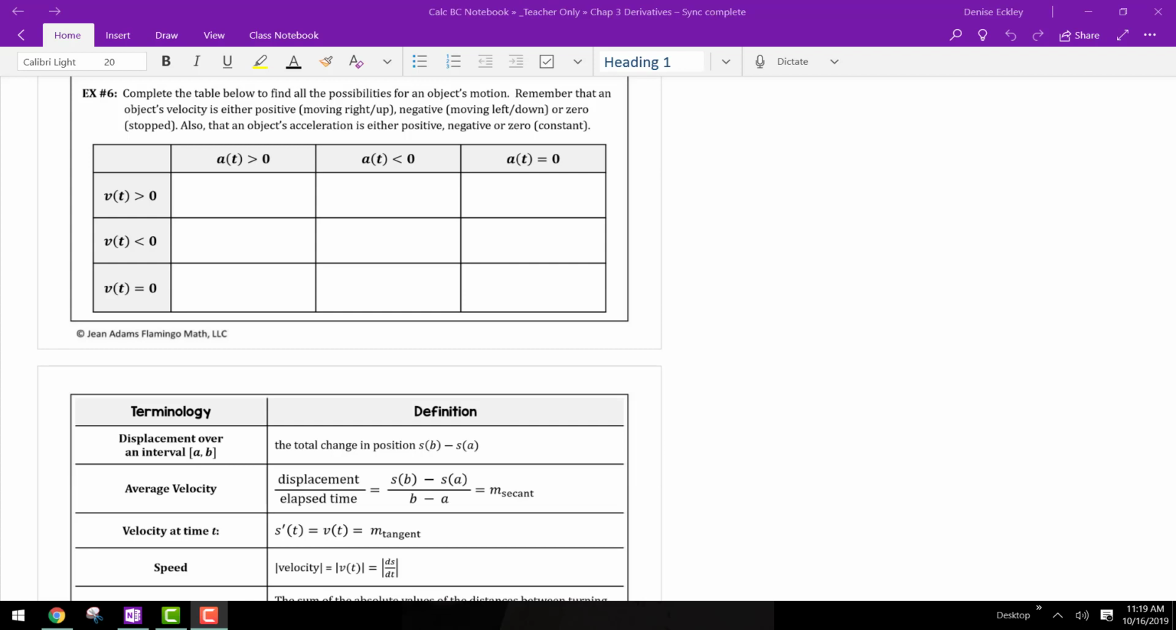This is Unit 2, Lesson 7, Part 3. We're going to complete our discussion on velocity, position, and acceleration. So example 6 says, complete the table below to find all the possibilities for an object's motion.